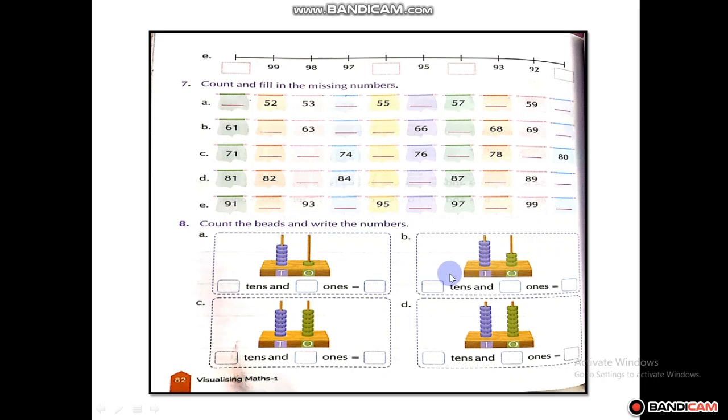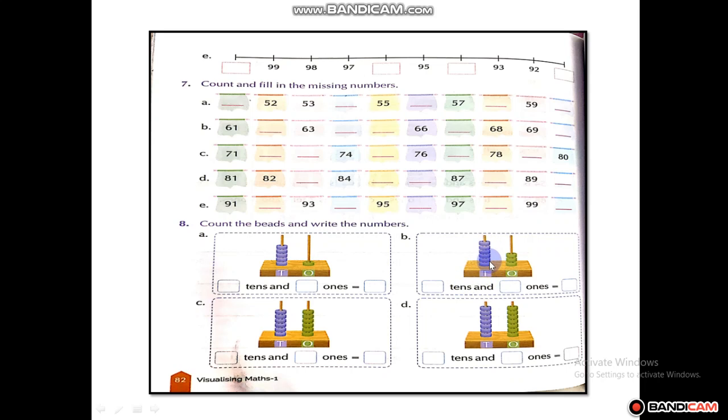Clear? Same way this also. I told you in the class also. These are called spikes. This is right spike and this is left spike. And here it is T for tens and O for ones. Tens and ones. Then you will count these.